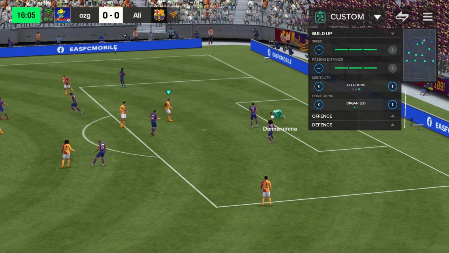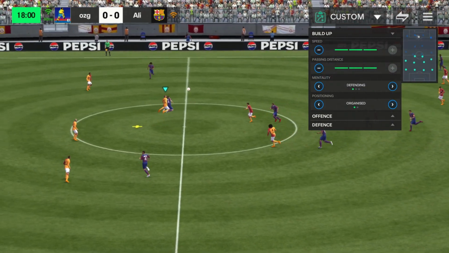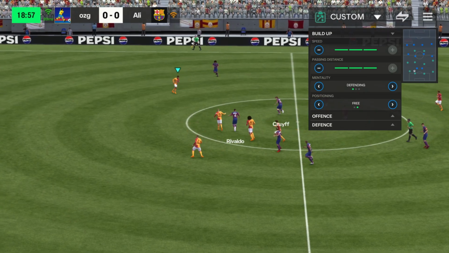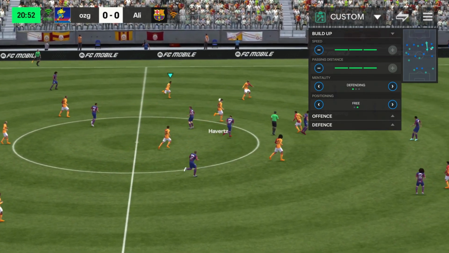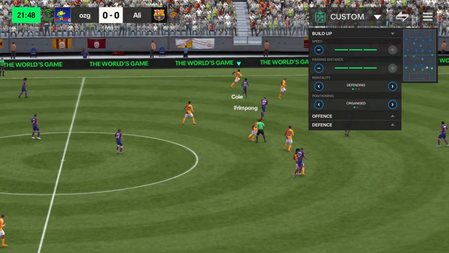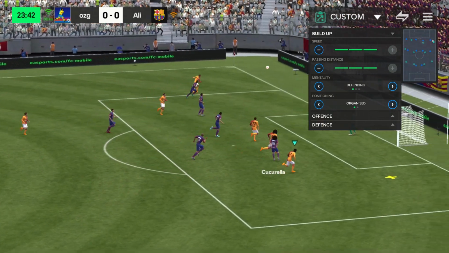Passing distance, the tendency of short to long distance passes that players will perform. Mentality controls the rate at which your players make runs up and down the field: defending, balanced, attacking. Positioning, organized: players will stick to their exact position in a strict manner. Free: players will often roam into other areas of the pitch depending on game situation.